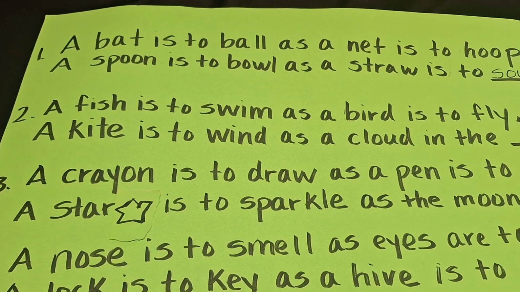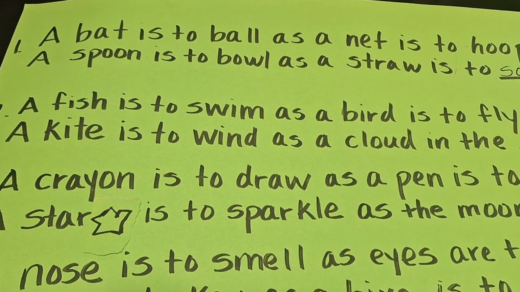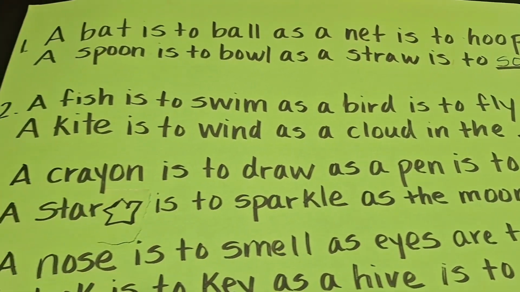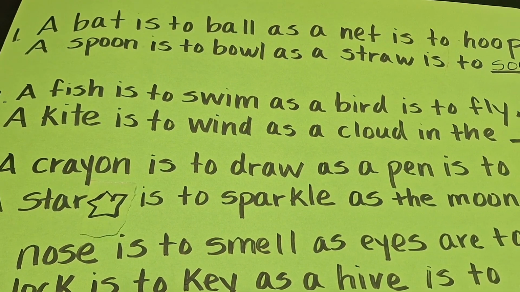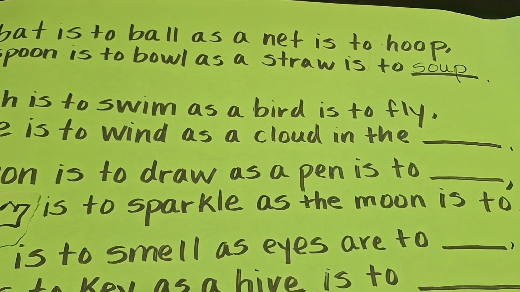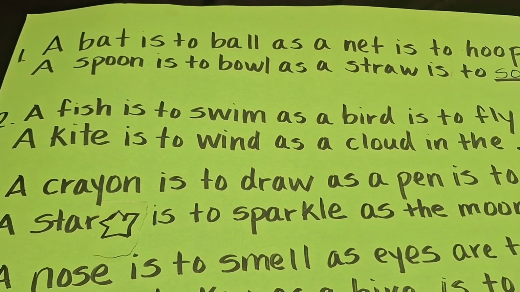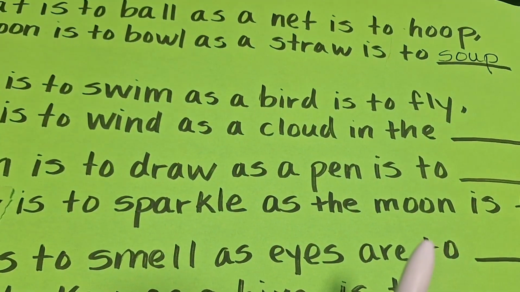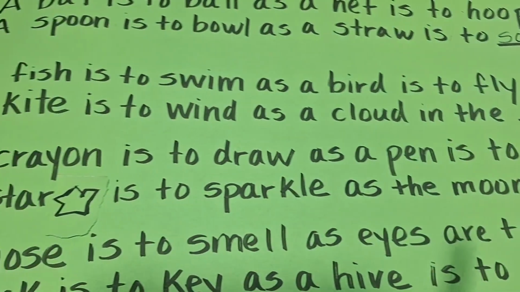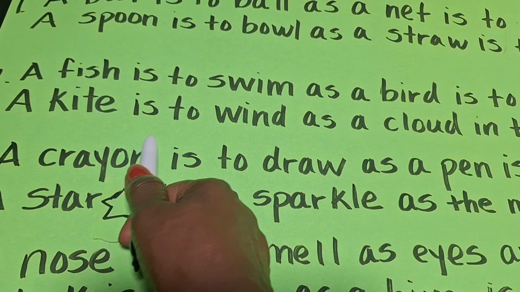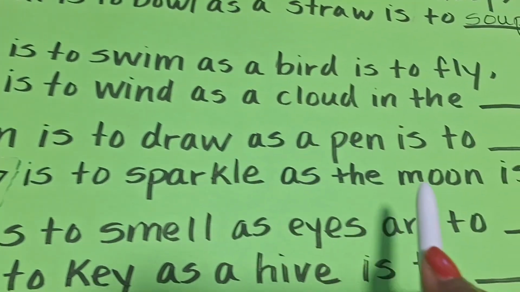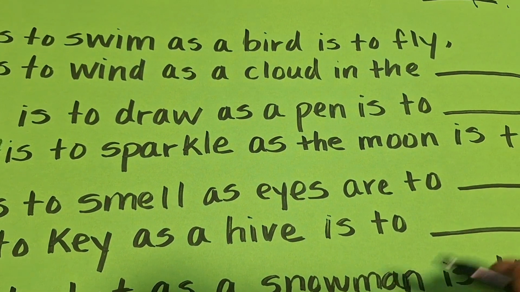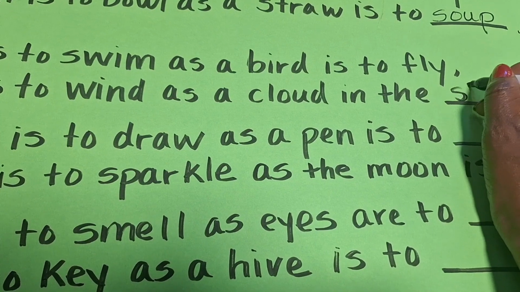Great. Number 2. A fish is to swim as a bird is to fly. A kite is to wind as a cloud in the... Well, let's figure this out. A fish does what? A fish swims. A bird flies. They go together, right? A kite, we fly a kite in the wind. As a cloud, where are clouds? And it rhymes with fly. Clouds are in the, yes, sky.